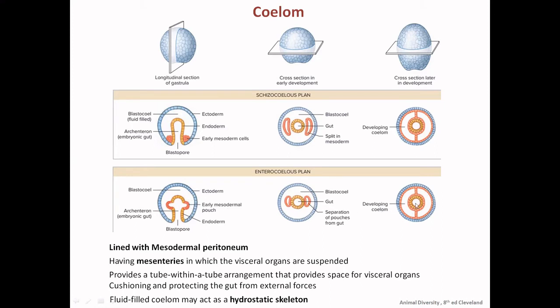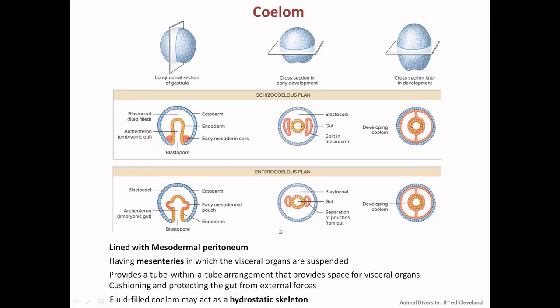So this is called the enterocoelous body plan, because it is developing from the enteron, or the endoderm, of the body. When it is a splitting of the mesoderm, the mass of cells that moves from the blastopore area into the center, and the coelom is forming by splitting of this mesoderm, it is the schizocoelom. And when the coelom is forming from the pouches that are developed from the enteron, this is the enterocoelous.